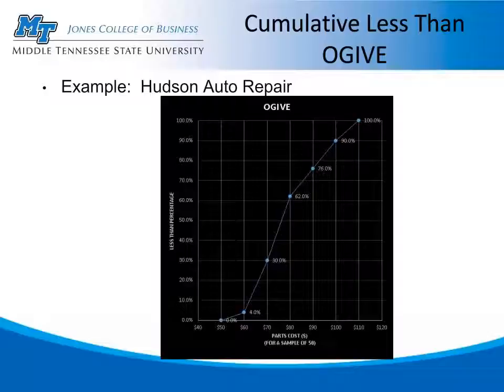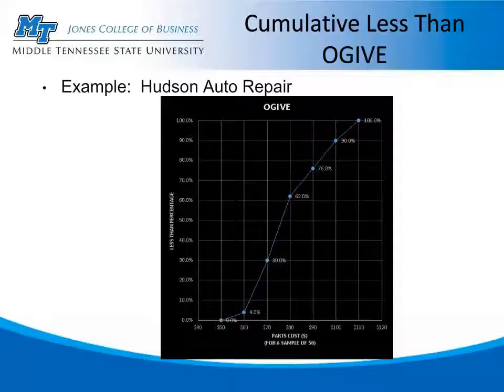Now I used Excel to come up with this ogive. The ogive isn't built directly into Excel so that you can generate it as a graph, but I used the scatter diagram feature in Excel, that type of graph, to generate this graph. You can see that 4% of the values were less than $60. 30% of the values were less than $70. 62% of the values were less than $80.